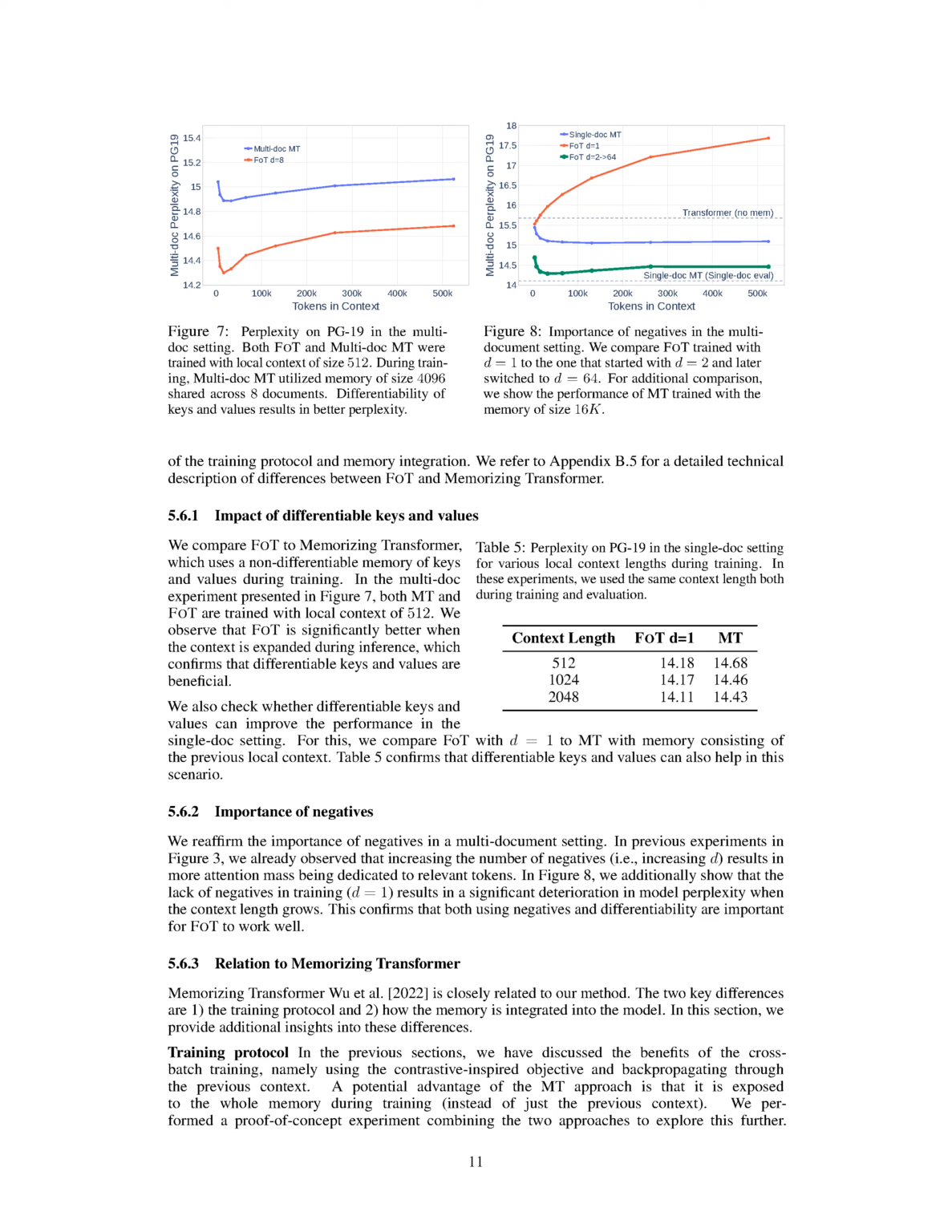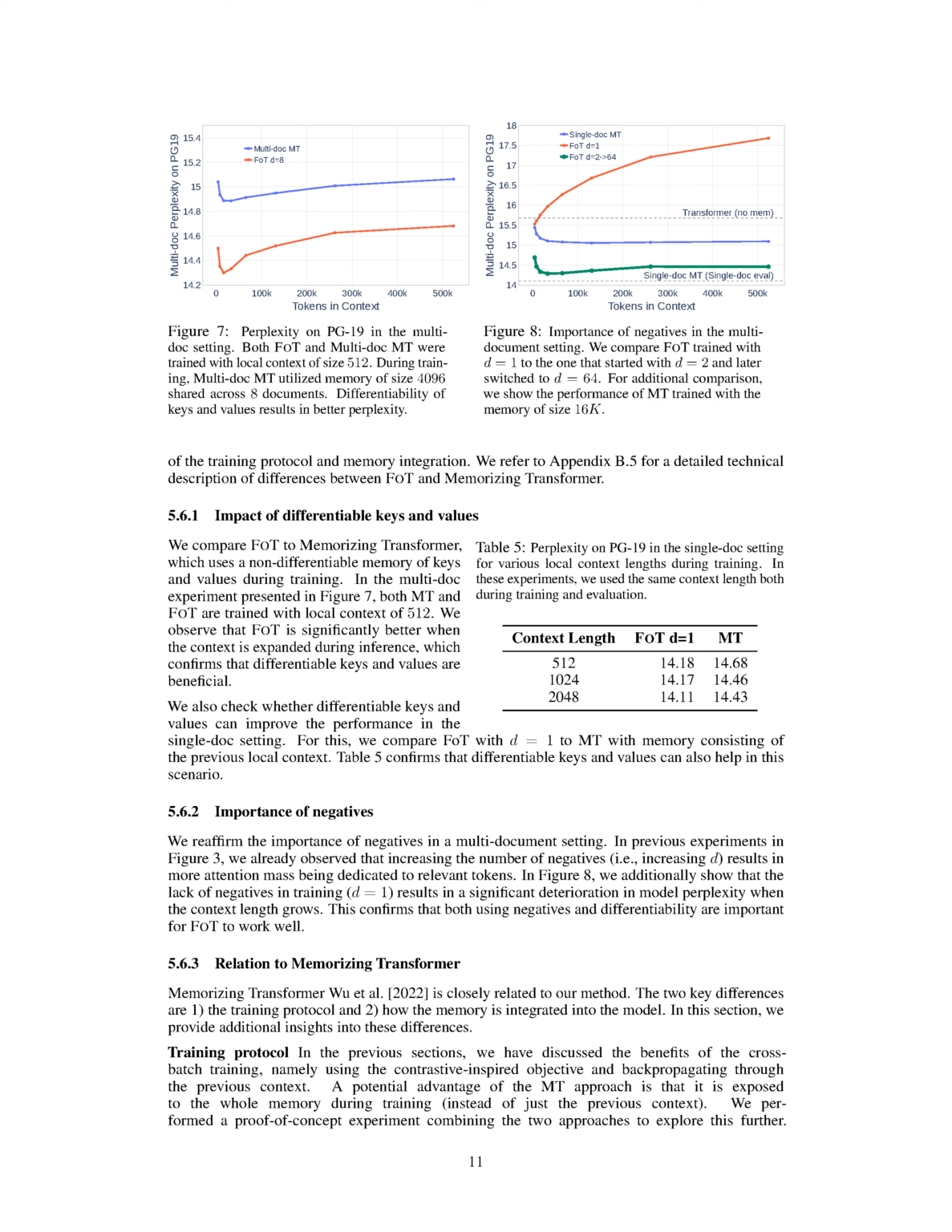We compared our method, FOT, with the memorizing transformer, which uses a non-differentiable memory of keys and values during training. In an experiment involving multiple documents, both methods were trained with a local context of 512. We found that FOT performed significantly better when the context was expanded during inference, confirming the benefits of differentiable keys and values. We also tested whether differentiable keys and values could enhance performance in a single document setting. Here, we compared FOT with a single negative, D equals 1, to the memorizing transformer with memory consisting of the previous local context. The results confirmed that differentiable keys and values can also improve performance in this scenario.